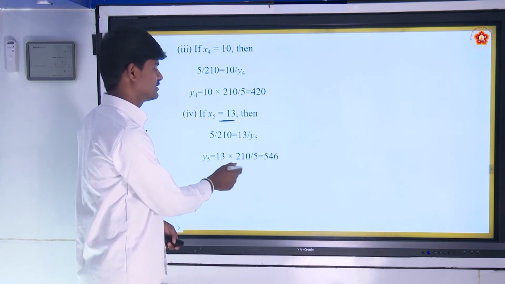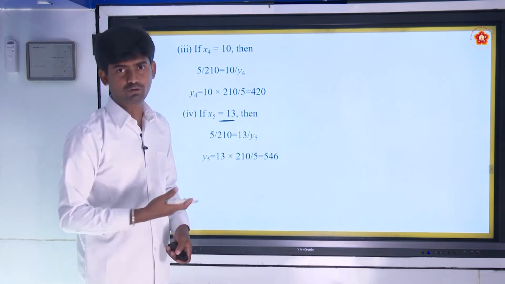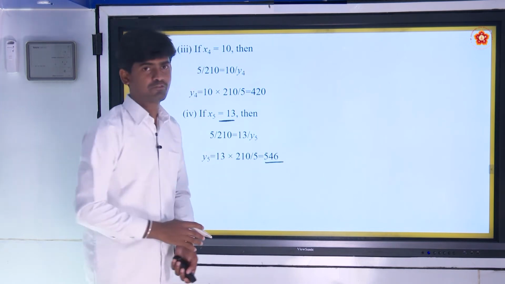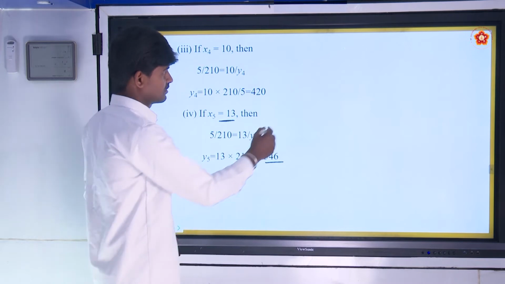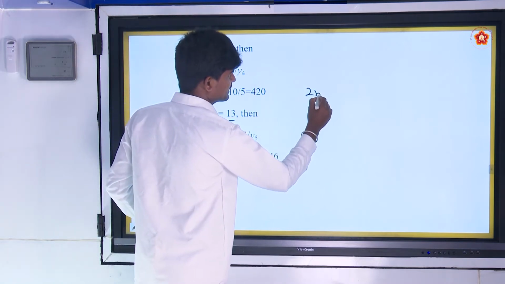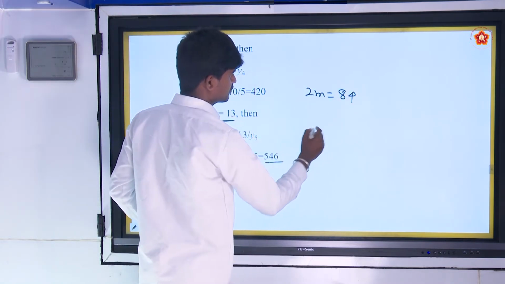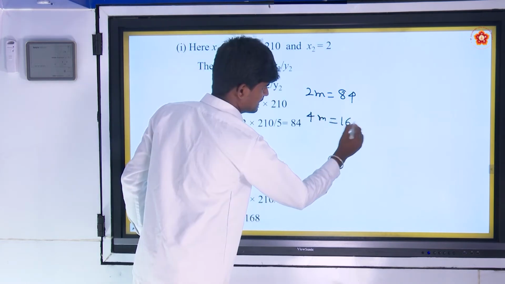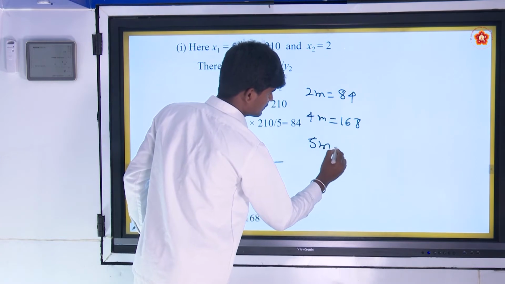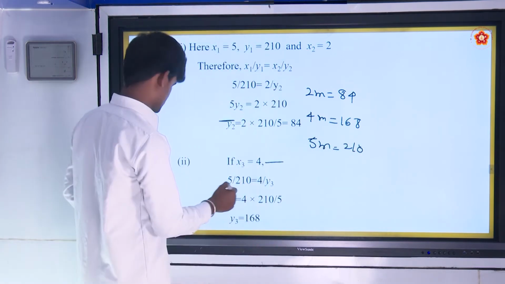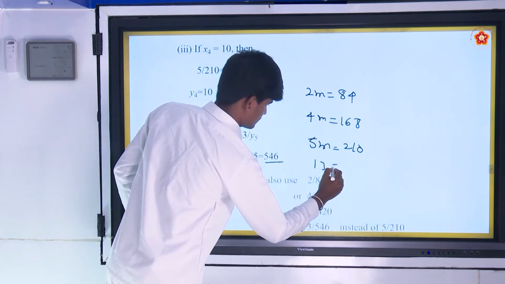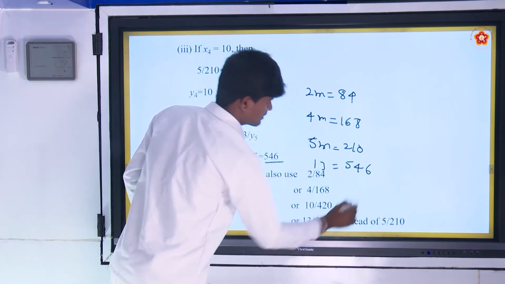y5 is equal to 13, cross multiply: 13 into 210 divided by 5, again 42 into 13, that is equal to 546. See, for the 2 meter cloth it will take 84, for the 4 meter 168, for 5 meter it is given 210, and next, 13 meter it is 546.